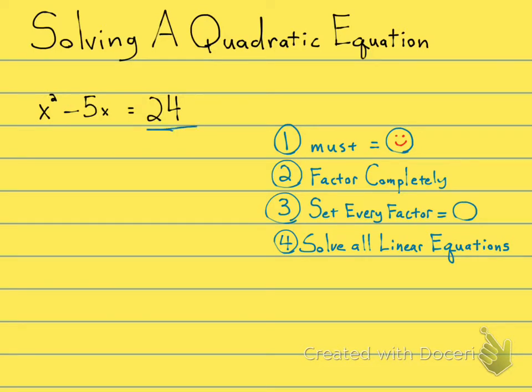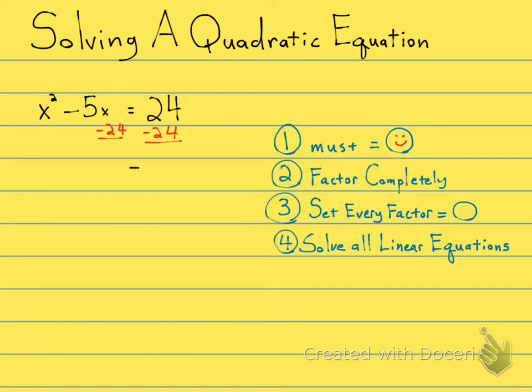Does this one equal 0? No, it does not. Okay, so I need to get it equal to 0. So what do I need to do? I need to get rid of this 24. I don't want a 24 on the right-hand side. I want a 0 on the right-hand side. So to get a 0, I am going to subtract 24 on the right-hand side and subtract 24 on the left-hand side. Let's see what we get.